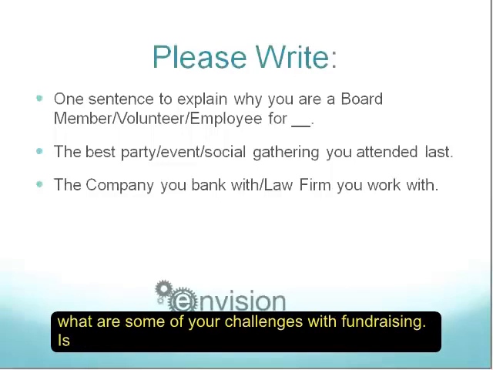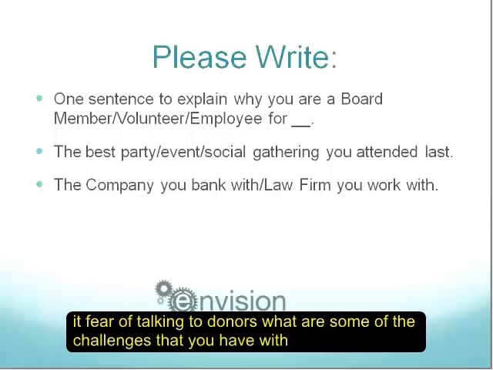So for the participants, what are some of your challenges with fundraising? Is it fear of talking to donors, or what are some of the challenges that you have with fundraising?